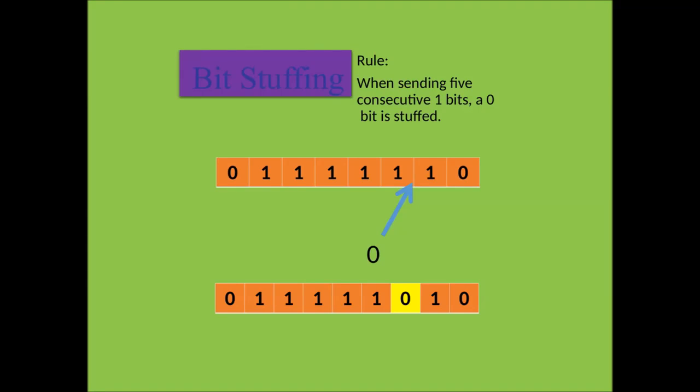Bit stuffing: there is a single rule of bit stuffing. When sending 5 consecutive 1 bits, a 0 bit is stuffed. So if there is data with 5 consecutive ones, after that a 0 bit will be inserted. This is the bit stuffing concept.